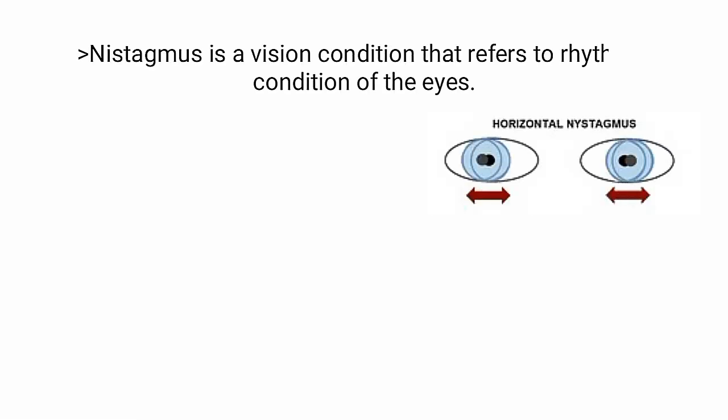Today the topic is nystagmus. Nystagmus is a vision condition that refers to the rhythmic movement of the eyes.